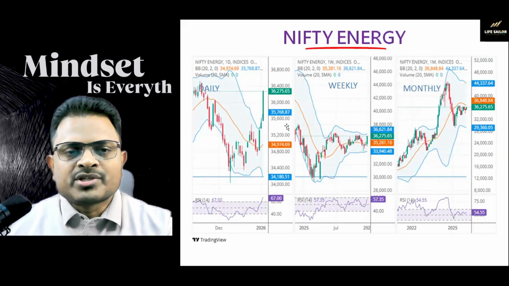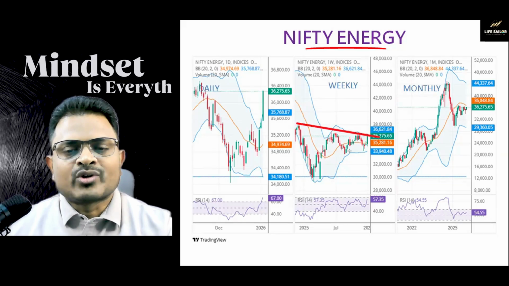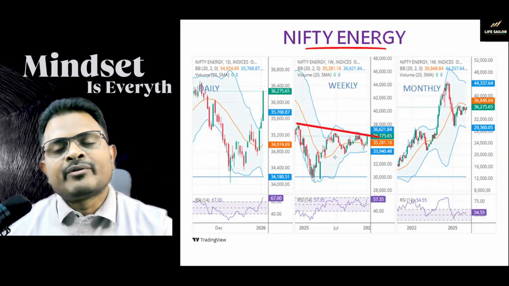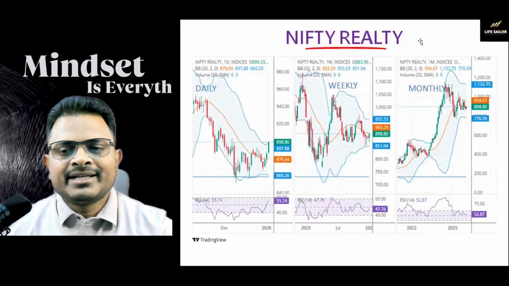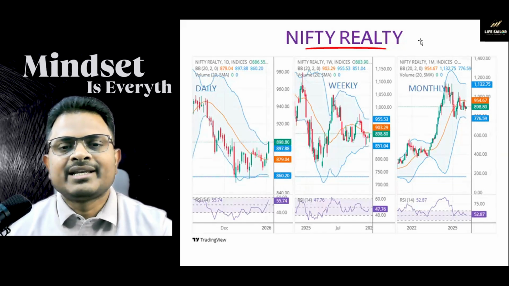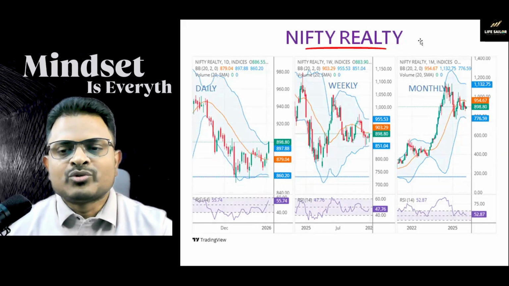But we can observe, if we draw the trend line like this on weekly chart in energy, then let us hope for the breakout this week. One can make bullish view only after breaking this trend line. Nifty Realty, all three RSI between 40 60, clearly sideways market. Nothing much to read from the chart.